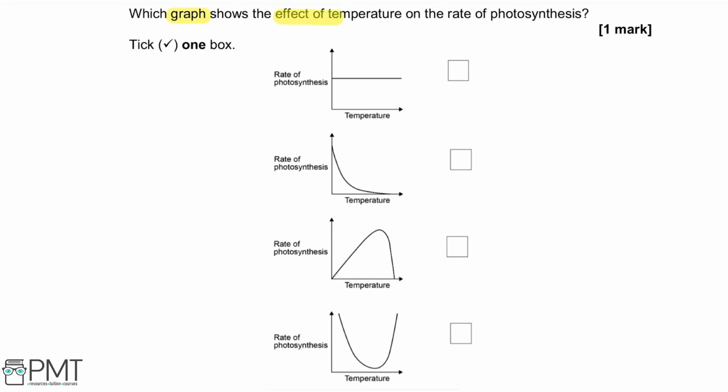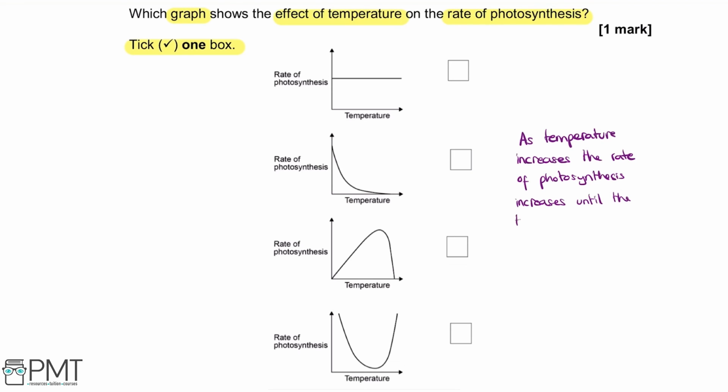Which graph shows the effect of temperature on the rate of photosynthesis? Tick one box. So to be able to answer this question, there's one bit of key knowledge that you need to have. And this is that as temperature increases, the rate of photosynthesis will also increase. However, this only happens up until a certain extent, because eventually the temperature becomes high enough that it's actually doing damage to the plant. Things like dehydration and denaturation can occur. So when this is plotted on a graph, you will see the rate of photosynthesis rising upwards and then suddenly decrease at a point. And that is the third graph down, so you tick that box.